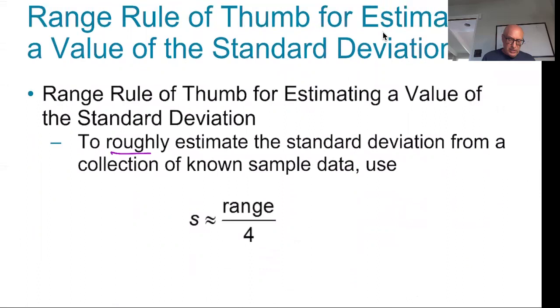This is a really rough estimate. So if you get some sample data, you can just take the range and divide by 4. And again, you get an estimate of the standard deviation. That way, at least you can tell, maybe when you do the calculation and it's way far off, maybe you typed in a wrong data value.